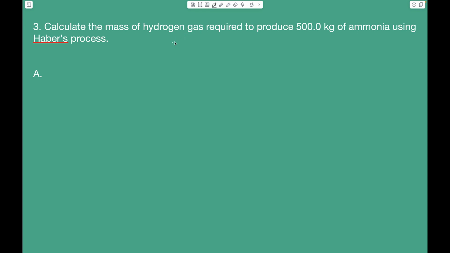Calculate the mass of hydrogen gas required to produce 500 kilograms of ammonia using Haber's process. In Haber's process, ammonia is synthesized from nitrogen and hydrogen. And the molecular formula of ammonia is NH3.